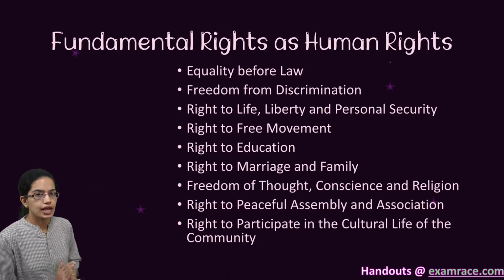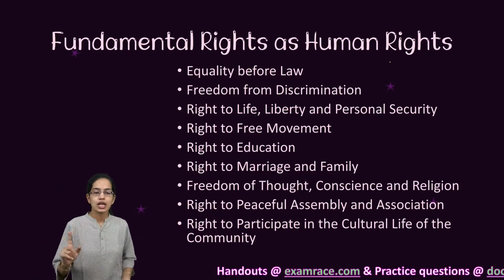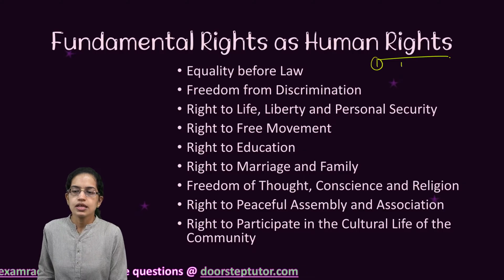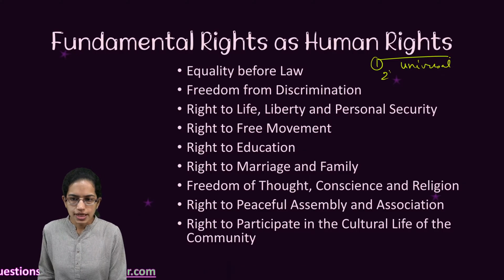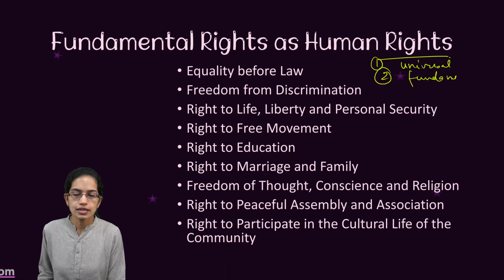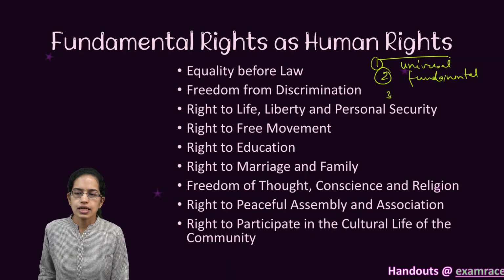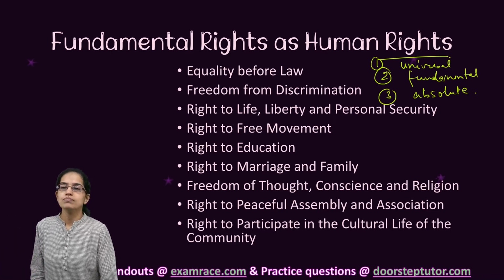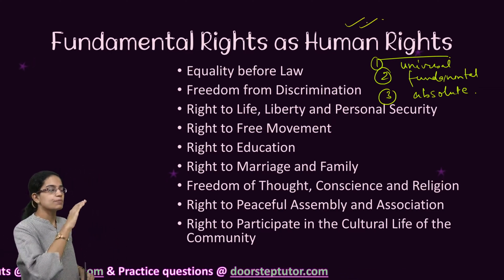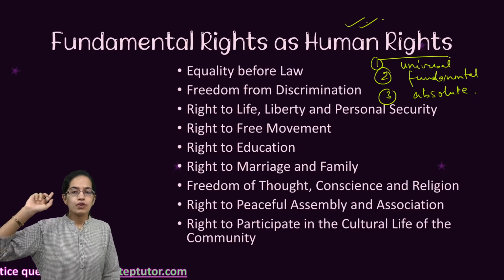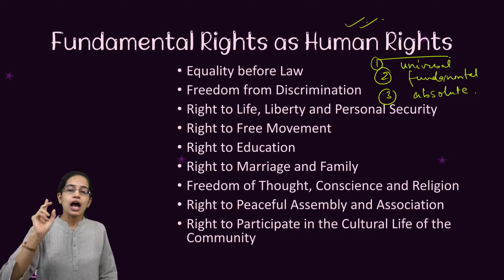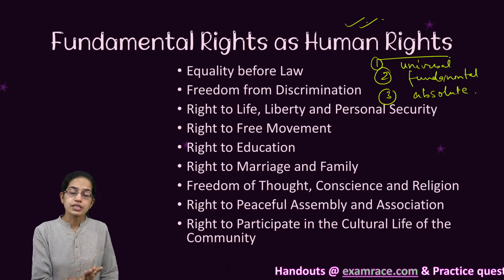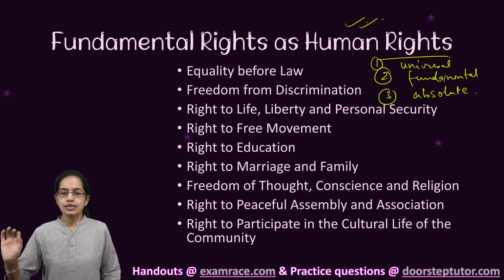Now these fundamental rights are not only fundamental in nature, they are human rights. When I say they are human rights, there are 3 elements. Firstly, they are universal in nature. The second is they are fundamental, that is, they are inalienable. And the last is they are absolute in nature. So when I say any right is universal, fundamental and absolute, it becomes a human right. Universal means it belongs to all humans everywhere. Fundamental, as we said, means it is inalienable, and absolute means they are basic to an individual who is living, and therefore it is absolute.